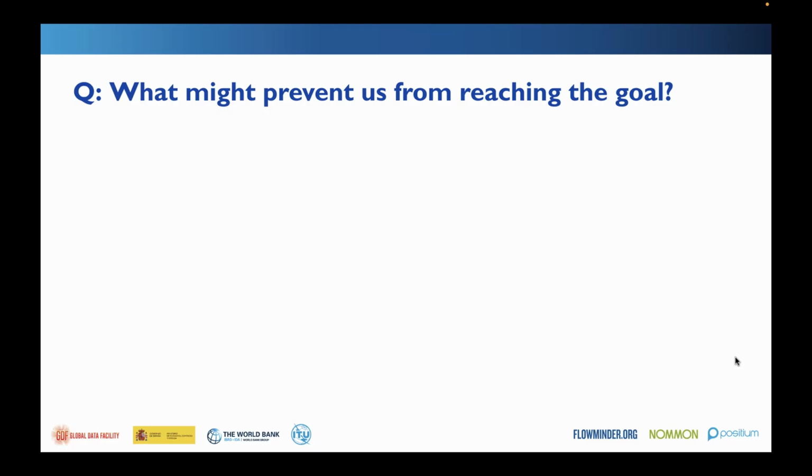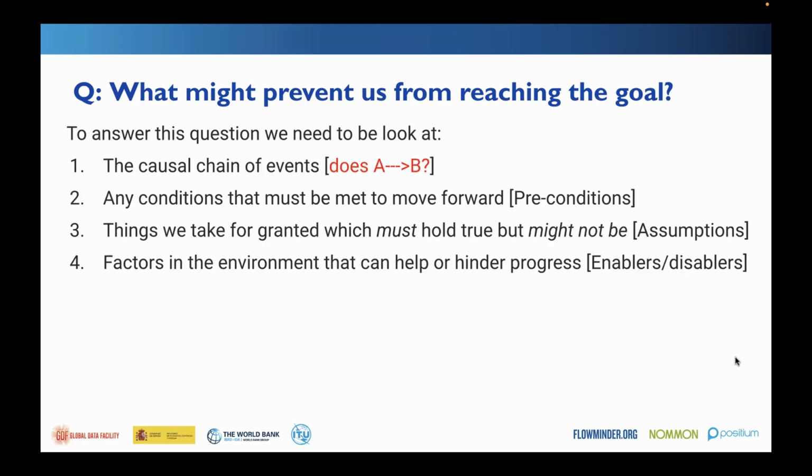Let's think about what might prevent us from reaching the goal. To answer this question, we need to be able to look at things like what the causal chain of events is. Does A actually lead to B? Are there any preconditions that we need to think about, things that need to be in place in order to move forward? Are there things that we're taking for granted which must hold true but might not? So, critical killer assumptions. And are there any factors in the environment that could help or hinder progress towards our goals? These are our enablers or disablers.